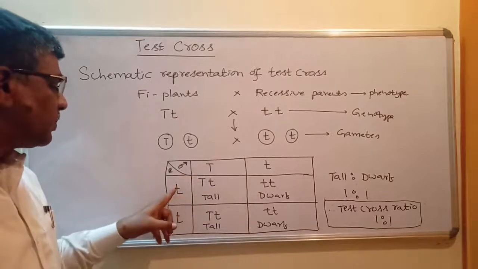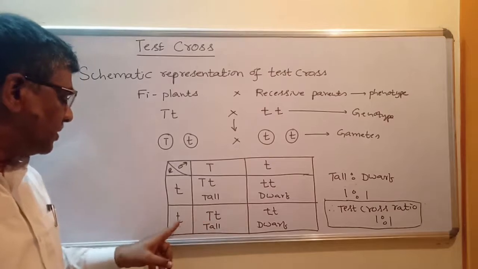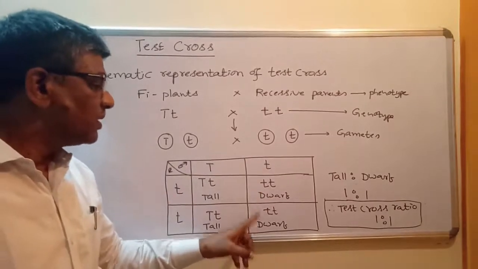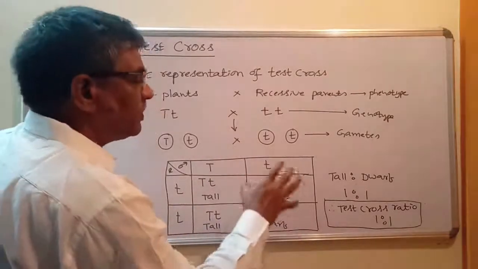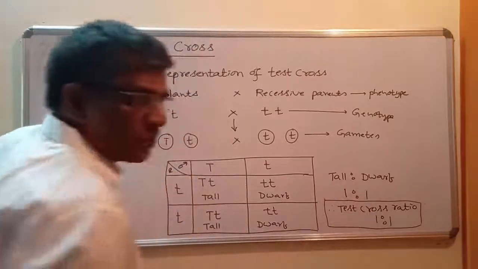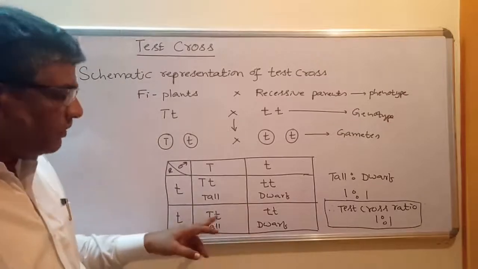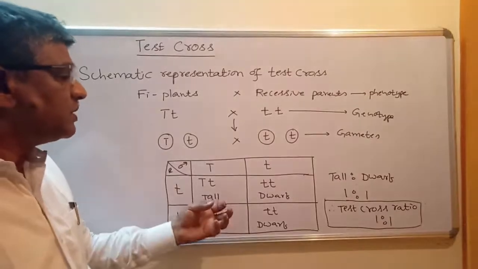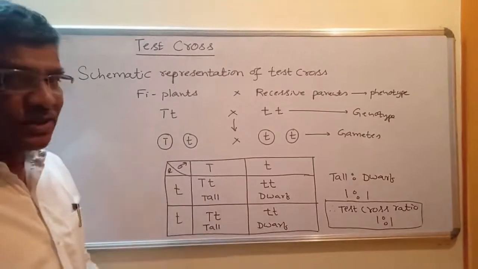Capital T, small t will give a tall plant. Small t, small t will give a dwarf plant. Small t, capital T will give a tall plant. Small t, small t will give a dwarf plant. Therefore, tall plants and dwarf plants are obtained in equal proportion, so the test cross ratio is 1:1. In this way, we can explain the genotype of an F1 individual, and Mendel confirmed the possible genotype of the F1 individual. Therefore, this cross is called a test cross.